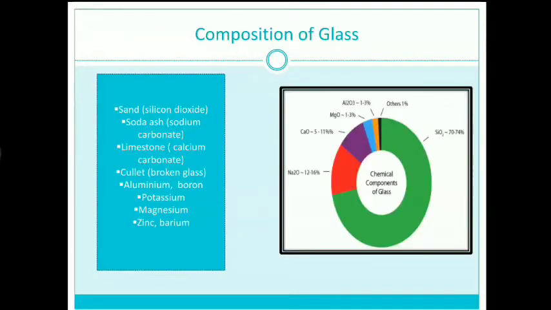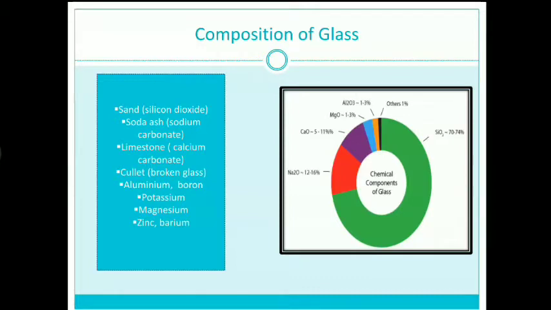Here in this diagram you can see the composition of a glass. The green color indicates the silicon dioxide, which is in the maximum amount, that is 70 to 74%. Then red color indicates the sodium carbonate, that is 12 to 16%. Then calcium carbonate, that is 5 to 11%.